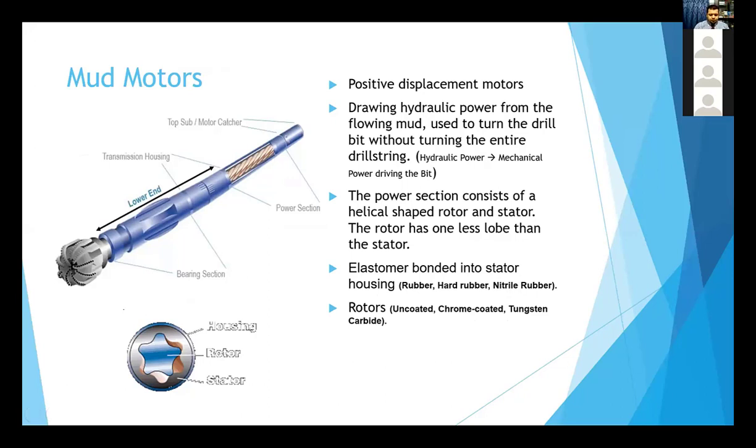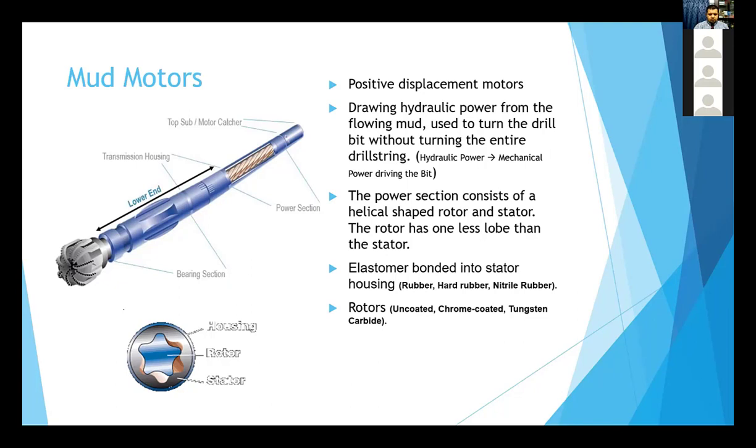Okay. So I will just go through the overview of mud motors, just the basics. Basically, mud motors are positive displacement motors, which use the hydraulic power from the flowing mud to turn the drill bit without turning the entire drilling string. So basically, we are taking the hydraulic power from the mud and converting it to mechanical power, which in turn turns the bit.